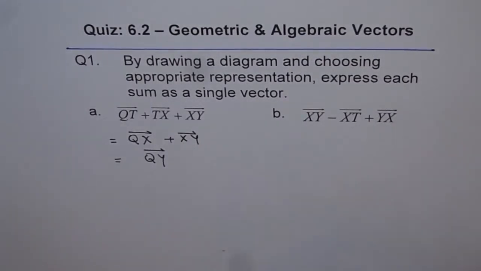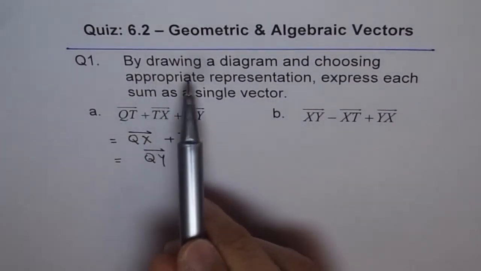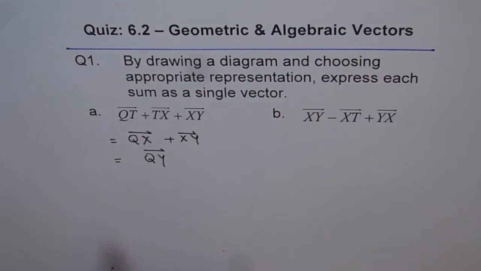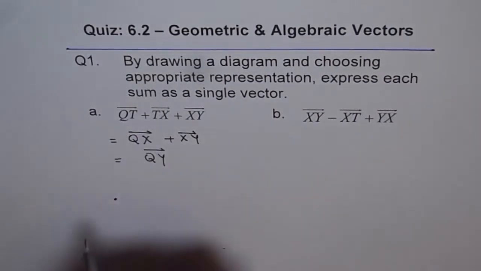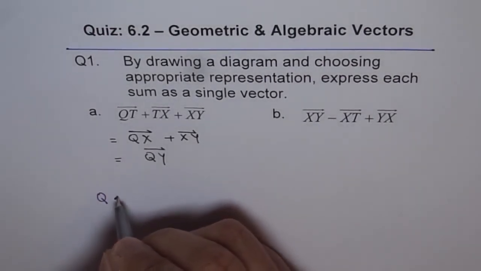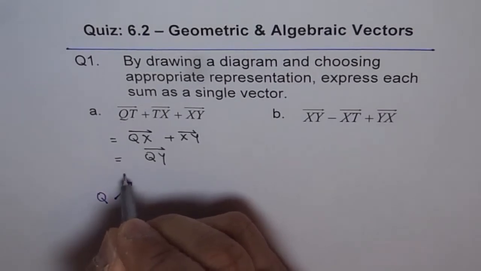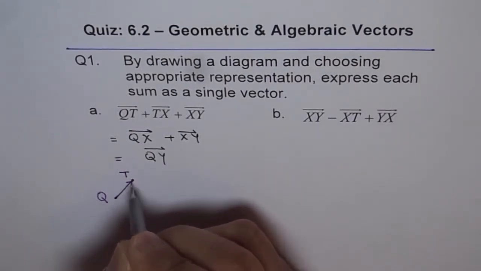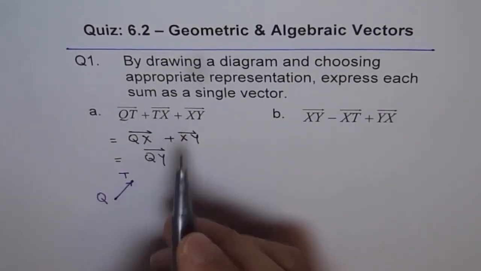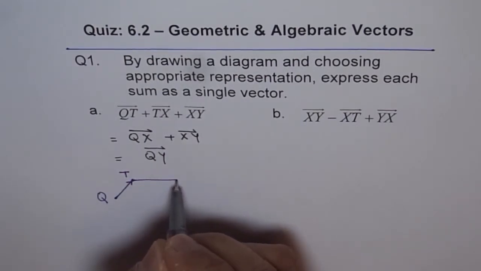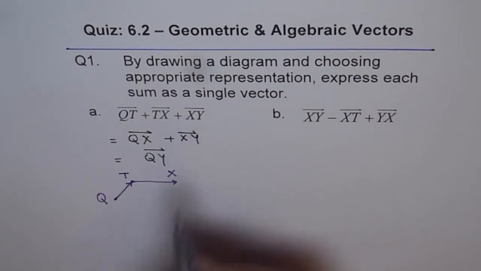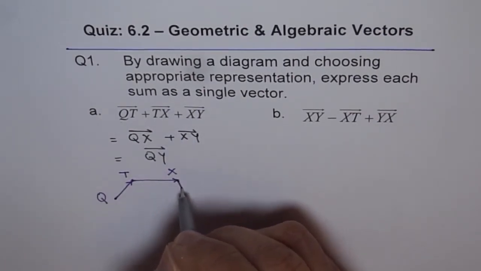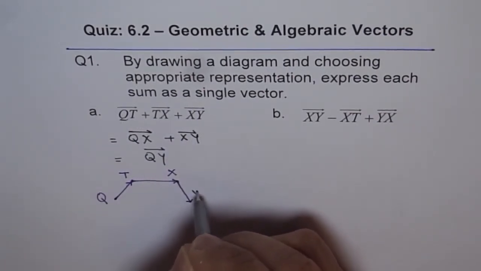Now actually speaking, how should you do it? By drawing a diagram. So let's take any points, right? Let's say this is our Q. And then we have T. So from Q we are going to T. So this is our T, from Q to T. And then from T to X. And from X to Y. So from X you go to Y. Let's say this is your point Y.